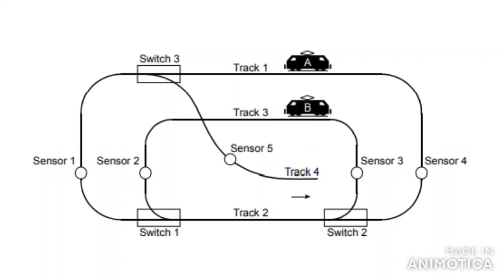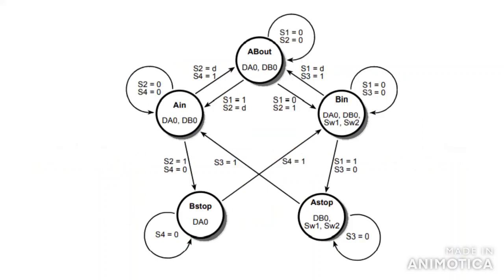There are two trains, A and B. Each of them goes around the tracks shown from left to right. These trains signify the outputs of the problem. When the train goes over a specific sensor, it then moves the train. These sensors signify the inputs.